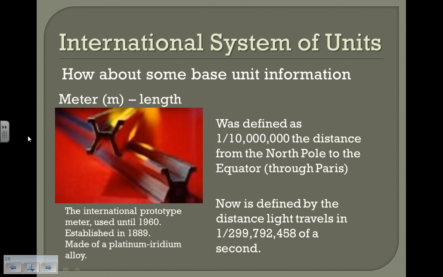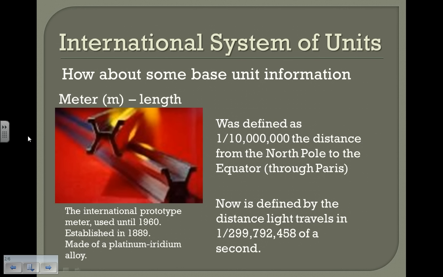The thing about using objects to define a base unit is objects can change. Much like my silly example of the ninja with the kilogram, this meter, the IPM, could change, or the distance from the North Pole to the equator can change. It does change, actually. The Earth is not a static spherical shape.